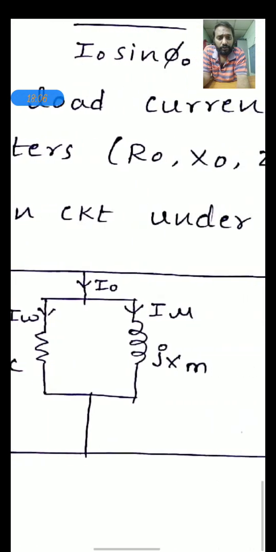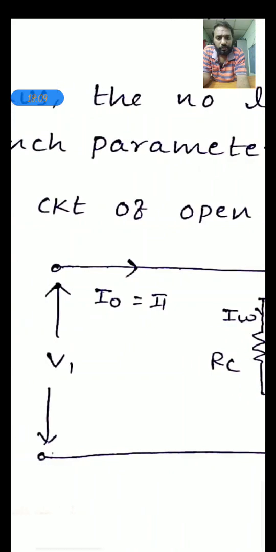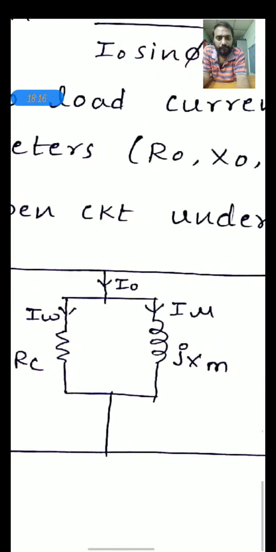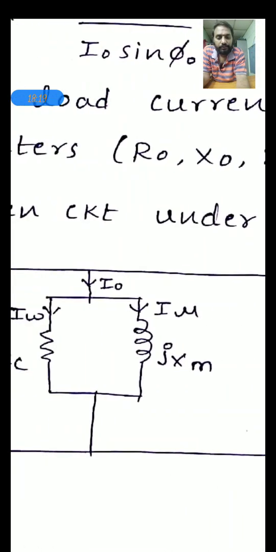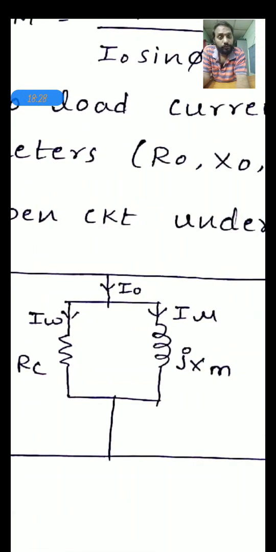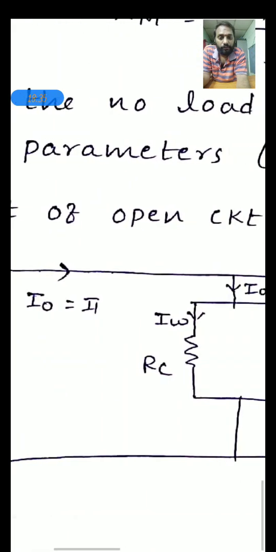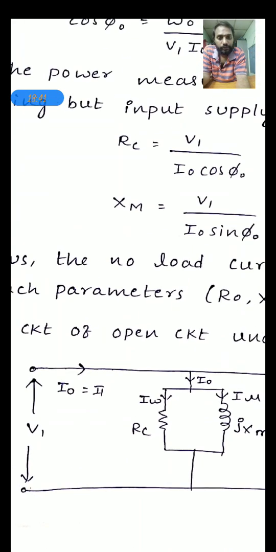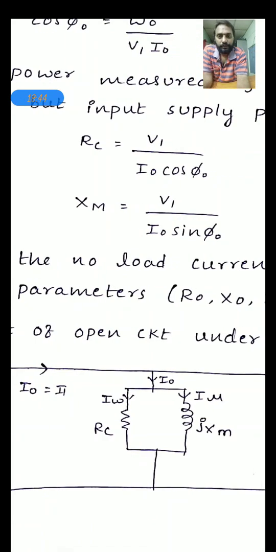Now if you want to get the value of XM, parallel to this XM we have the V1 voltage, and the current passing through it is IMU. So V1 by IMU is equal to XM. What is IMU? I naught sin phi naught. Therefore XM is equal to V1 divided by I naught sin phi naught, and similarly RC is equal to V1 divided by IW. What is IW? IW is equal to I naught cos phi naught. So it's very simple.